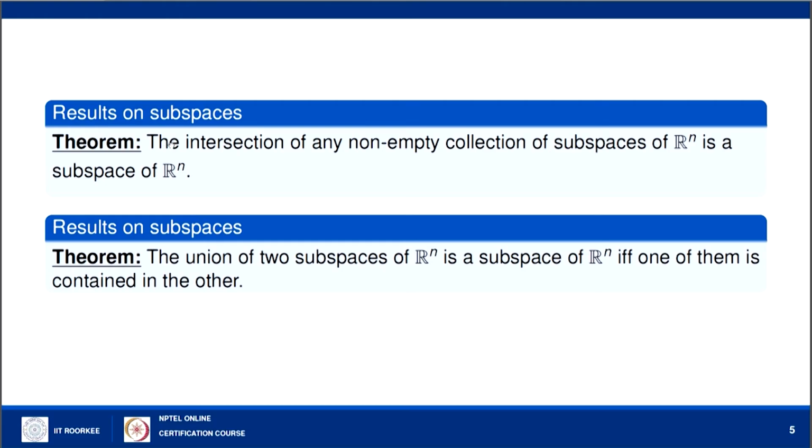One of the important results is the intersection of any non-empty collection of subspaces of Rn is a subspace of Rn. In simple language, if you are having two subspaces of a vector space V, then their intersection will again be a subspace. In case of union, what can we say? In general, the union of two subspaces of a vector space may not be a subspace. When it will be a subspace, then one of them is contained in the other.